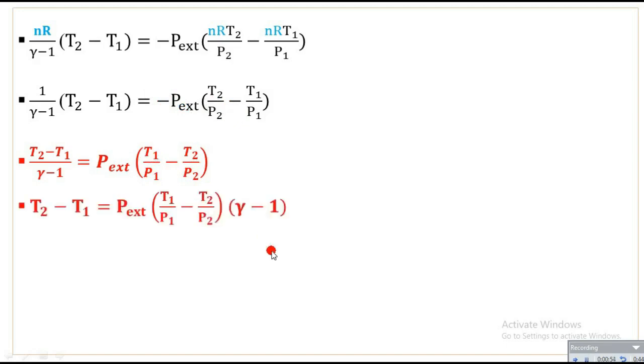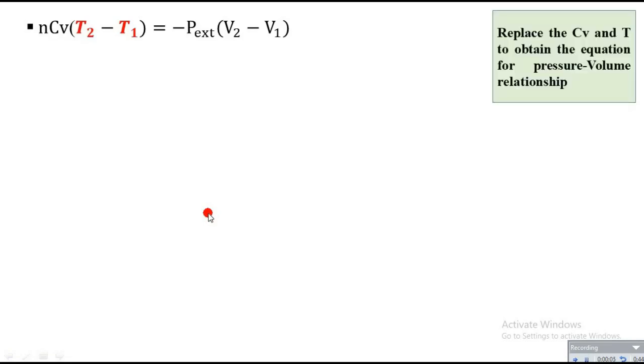So here we have T2 minus T1 is equal to, we are multiplying gamma minus 1 to this side, P external (T1 over P1 minus T2 over P2) times gamma minus 1. That is the formula.